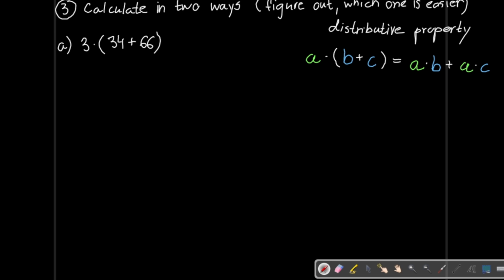And now, of course, we can use this property here. That gives us 3 times 34, plus 3 times 66. But yeah, these are quite difficult calculations to be made. So yeah, 34 times 3, which is 102.